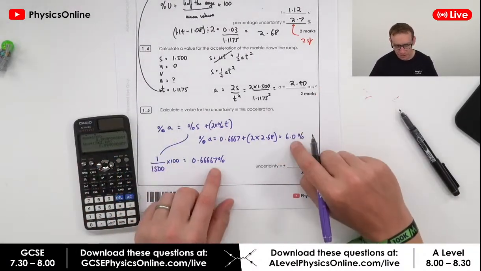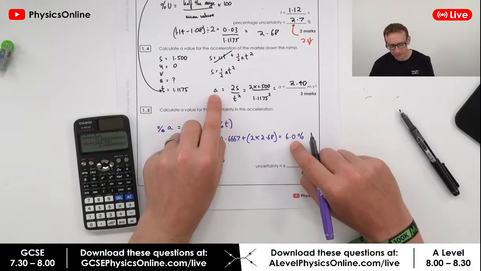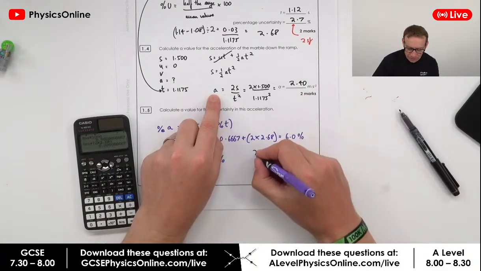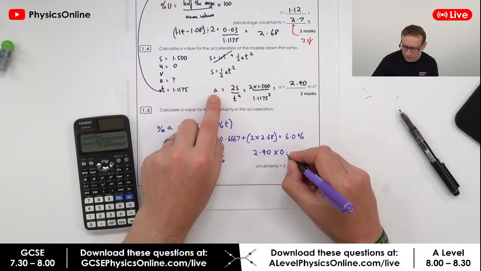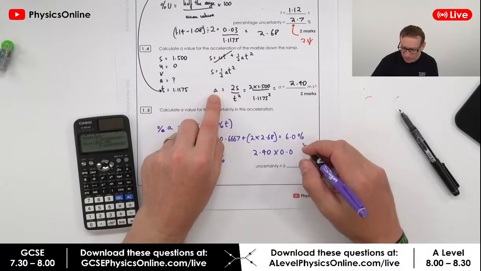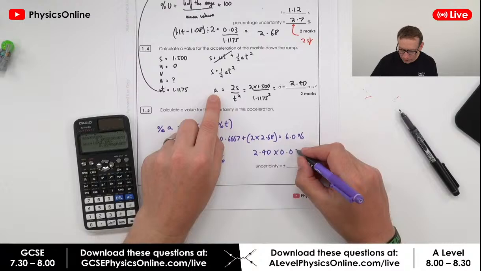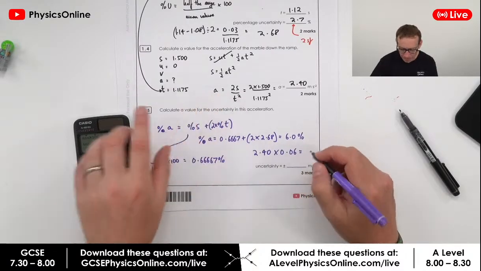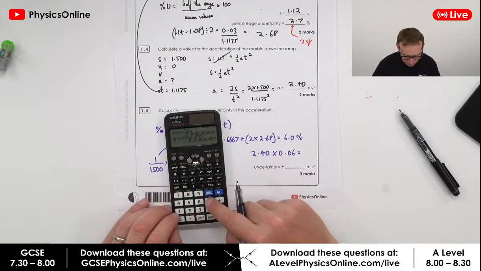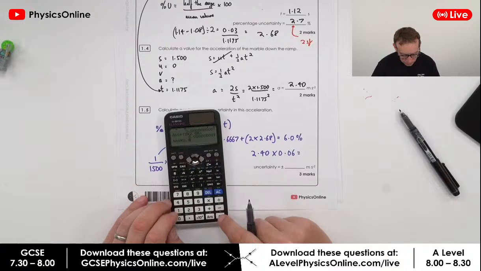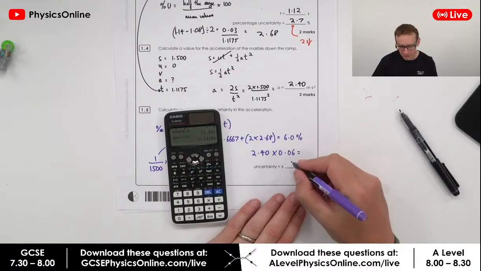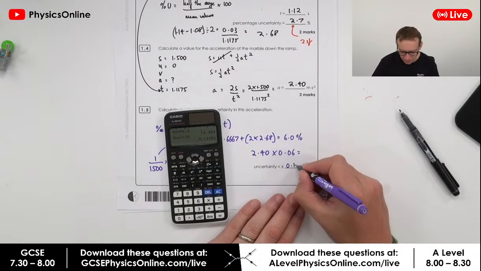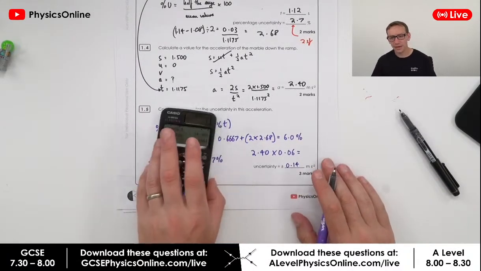And then what we need to do is find about 6% of the acceleration. And the acceleration was 2.40 meters per second squared. And we need to multiply that by 0.06. And that's about 0.14. So the uncertainty is about plus or minus 0.14 meters per second squared.